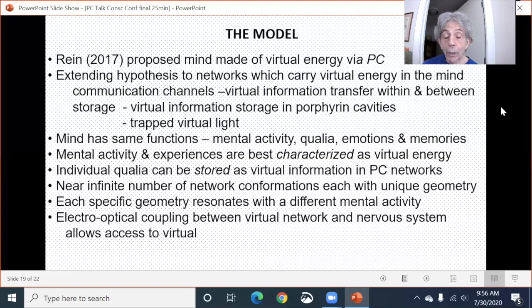Now, there's one other interesting property that I mentioned briefly before for this phase conjugation phenomena: electro-optical coupling. Well, this is particularly important because we're talking about the brain here and all the electrical activity that goes on in the brain. So if we can allow for the virtual networks to couple to the nervous system, then we have a way of communicating and accessing this mental information, which, remember, Freud talked about as being subconscious and really not accessible to the conscious mind. Here we're proposing that it is rather accessible via this mechanism of electrocoupling.